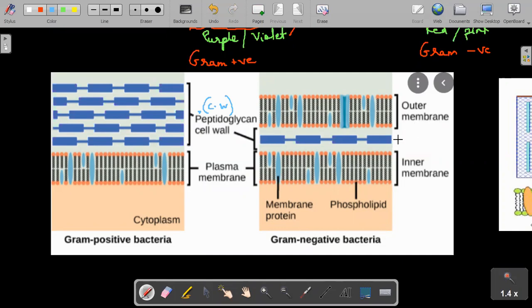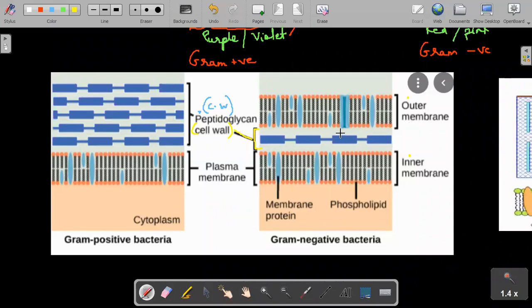Now look at this gram negative bacteria. They have a very thin peptidoglycan layer. Only this small layer right inside is peptidoglycan. Outside they have an outer membrane and inside they have an inner membrane. In between they have a peptidoglycan, which is the cell wall part. Inside is the plasma membrane.